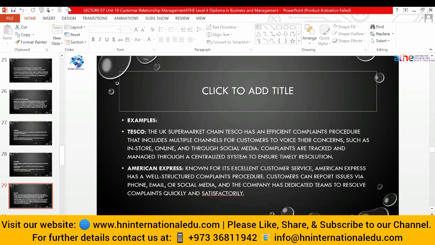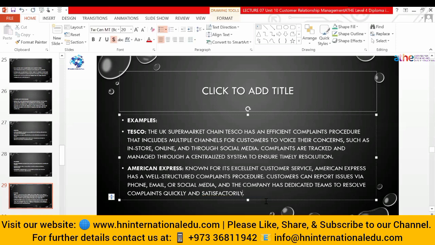American Express, known for its excellent customer service, has a well-structured complaints procedure. Customers can report issues via phone, email, or social media, and the company has dedicated teams to resolve complaints quickly and satisfactorily. That is, with smooth actions, we can satisfy the consumers through whatever medium they want to complain. It could be on a phone call, it could be email or social media apps, that is Instagram, Snapchat, LinkedIn, Twitter too.